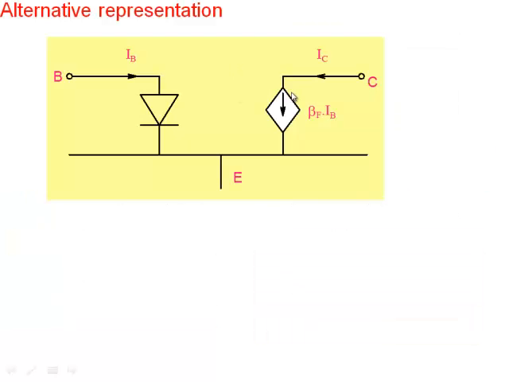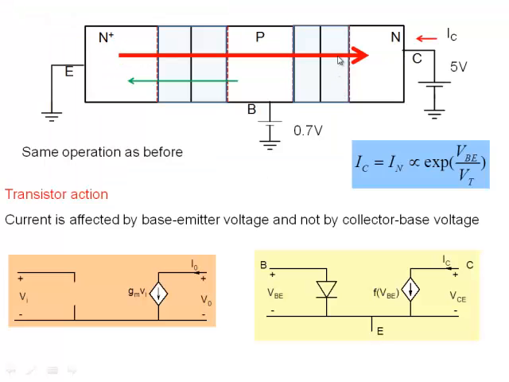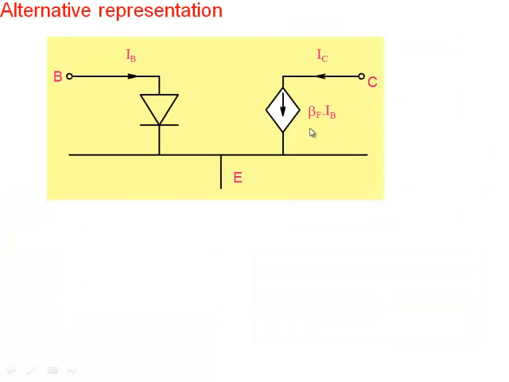Another way of representing the transistor is like this. So between base and emitter, I have a diode, and this is the current IB. And between collector and emitter, I have this current. I can write it in terms of base emitter voltage, or I can also write it in terms of beta times IB here. And therefore, we have this representation of the transistor also. Sometimes this representation is used very commonly because often collector current is written in terms of the base current here.